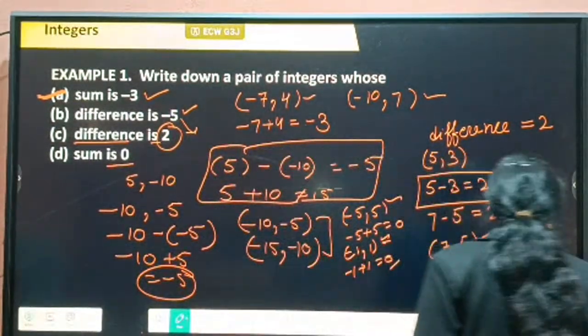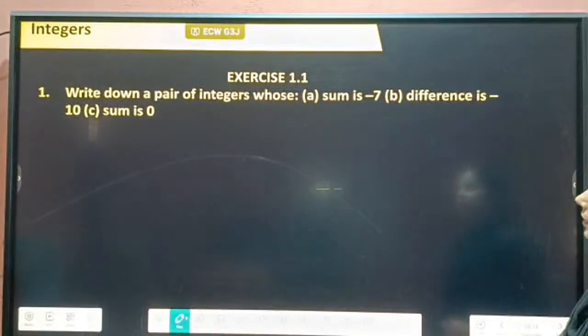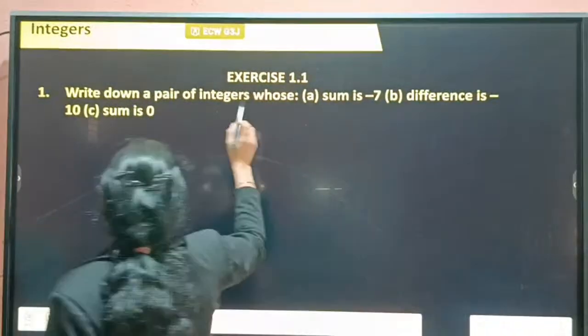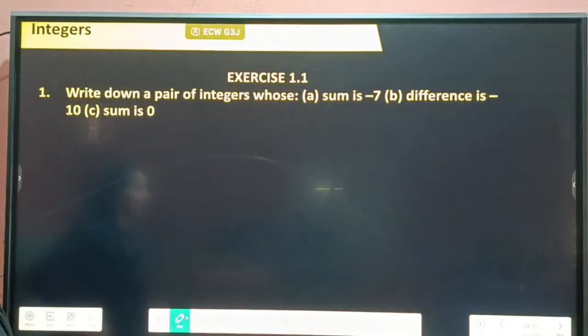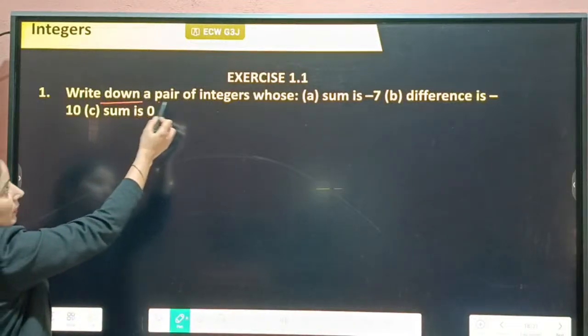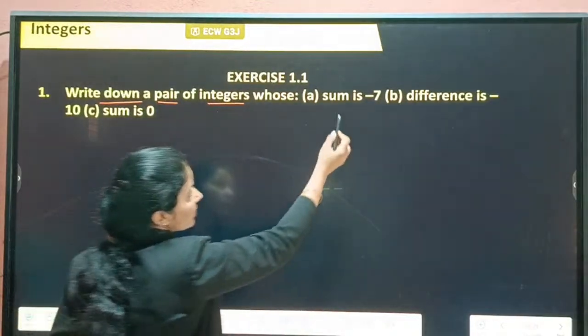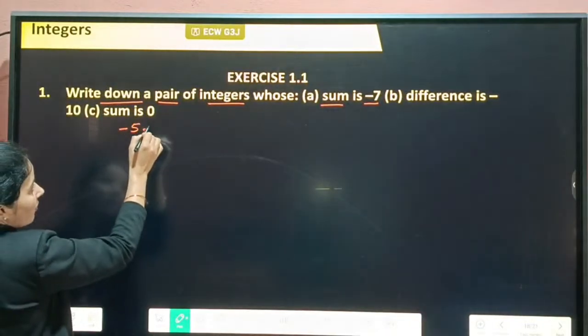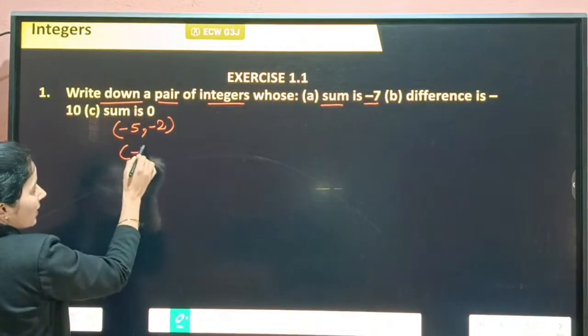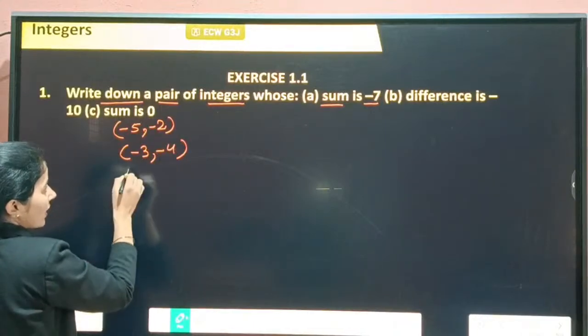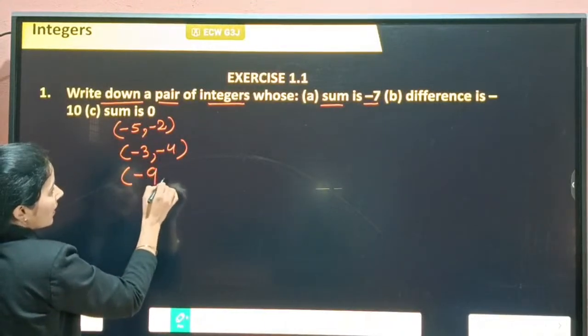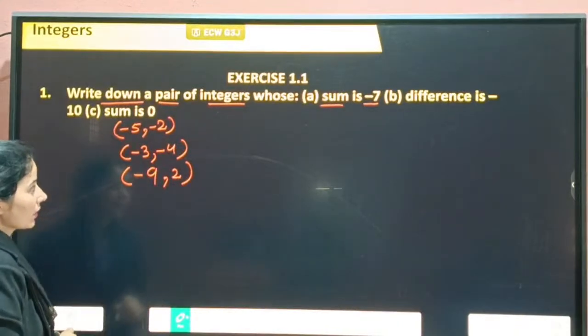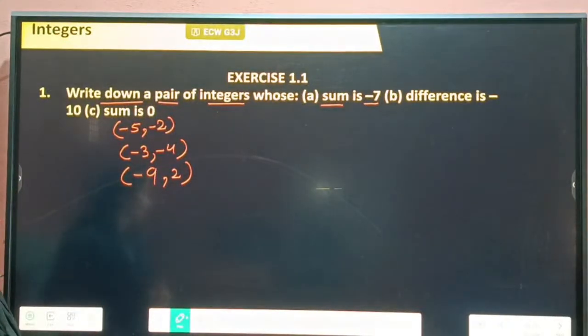Only example 1 is given in exercise 1.1. What is the first question of exercise 1.1? Write down a pair of integers whose sum is minus 7. We need to write down a pair of integers, similar to the example, whose sum is minus 7. So minus 5 and minus 2 I can write, minus 3 and minus 4 I can write, minus 9 and plus 2 I can write. There also exist so many pairs whose sum is minus 7.